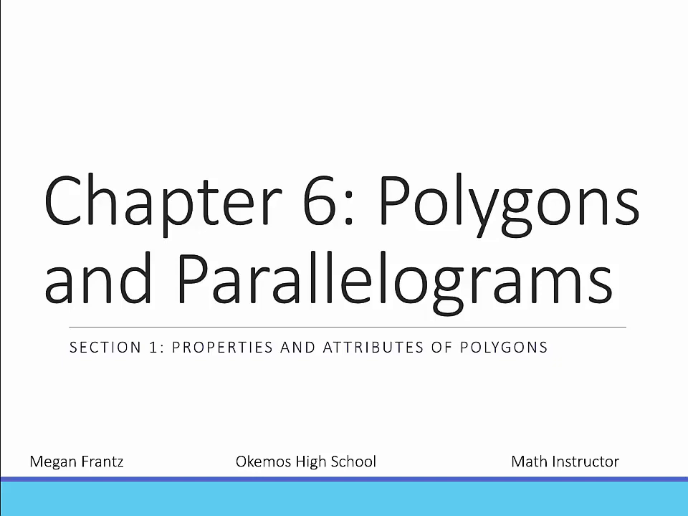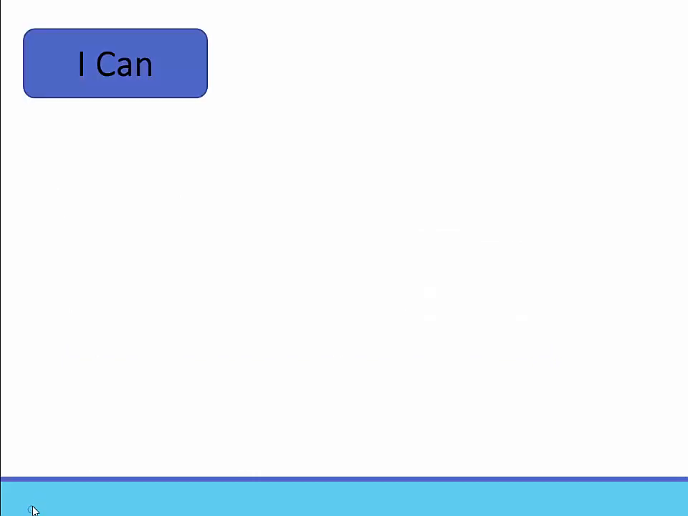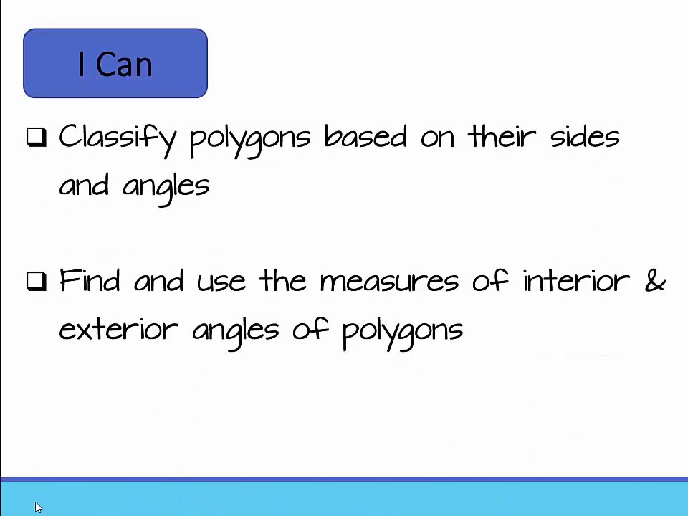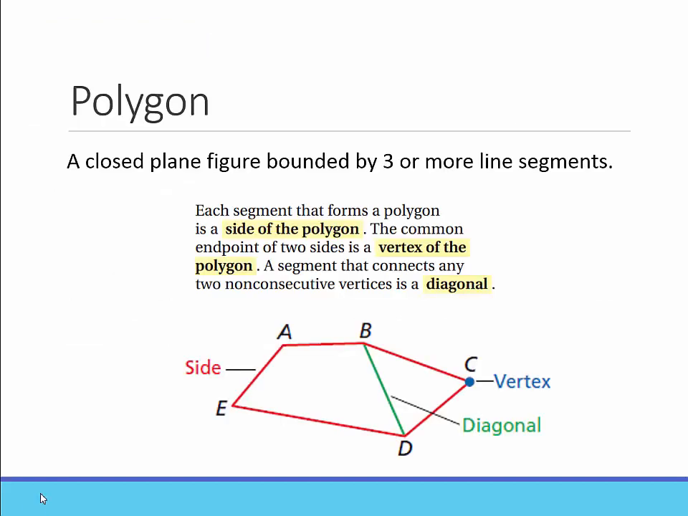Chapter 6 is about polygons and parallelograms, and Section 1 is about properties and attributes of polygons. So by the end of this lesson, you should be able to classify polygons based on their sides and angles, and you should also be able to find and use the measures of interior and exterior angles of polygons.